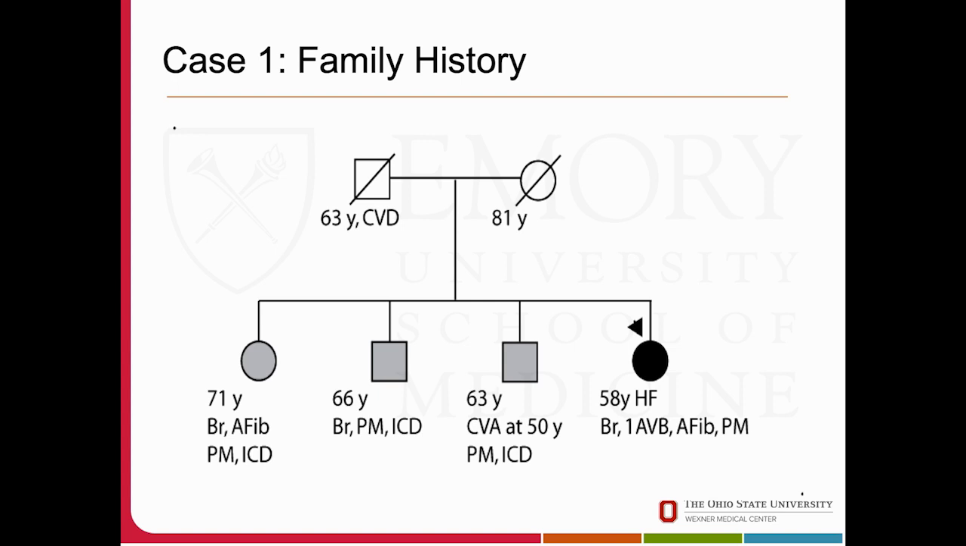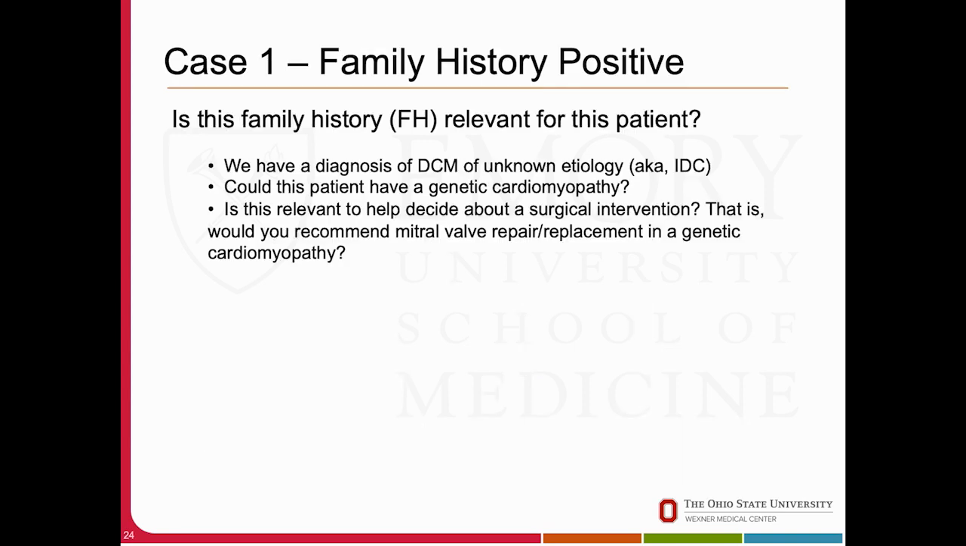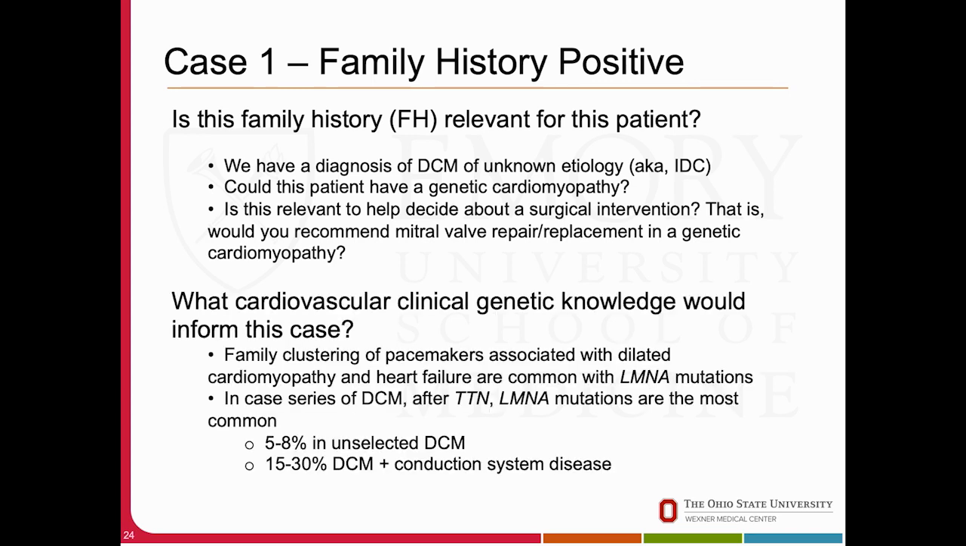So this is, the EP guys, of course, are all over this one because this clustering of pacemakers and ICDs really suggests arrhythmic disease, except this woman has cardiomyopathy. And so family history is positive. Could she have a genetic cardiomyopathy? Yes. Is it relevant to help decide the surgical intervention? I don't know. I've been showing this case for 10 years, and I'm not going to pursue this question because it's complicated, particularly the MR replacement.